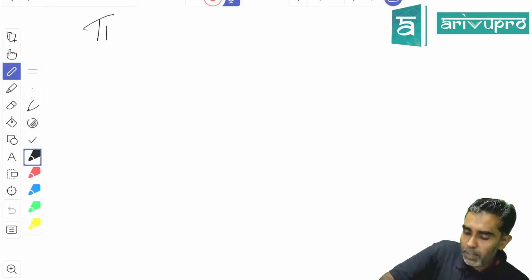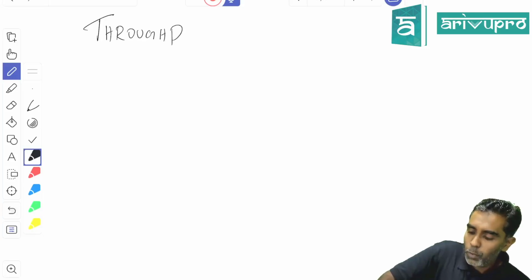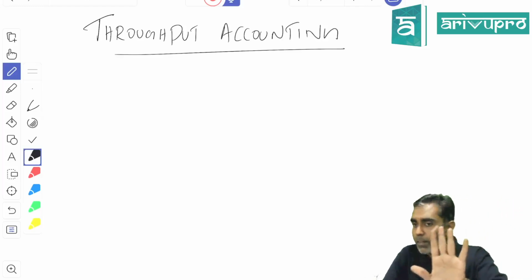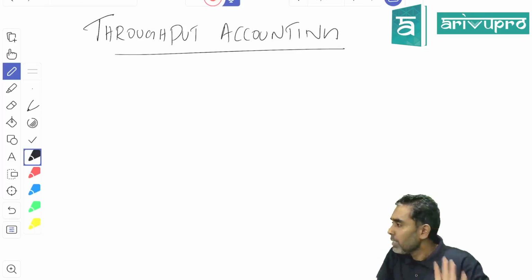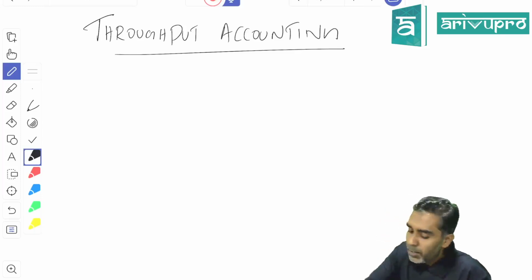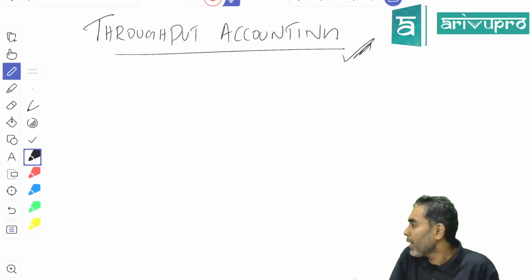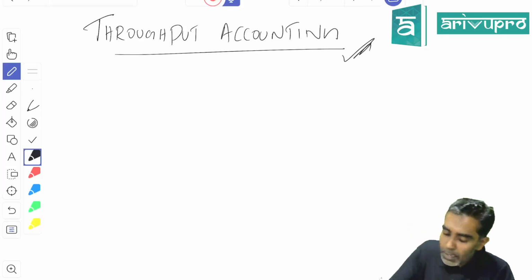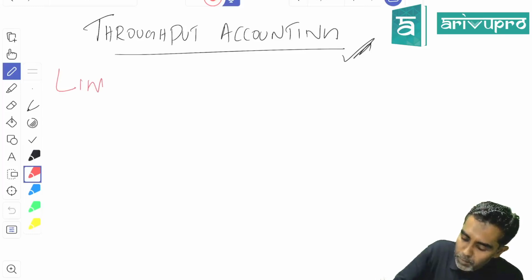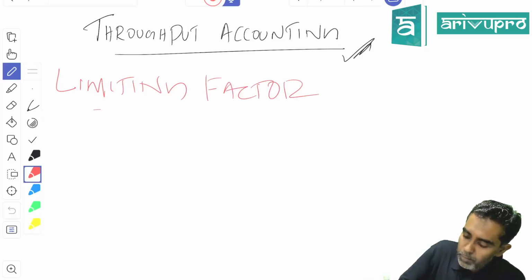So this is our topic. Throughput accounting. Don't take down this topic for the timing. This is our main chapter, throughput accounting. To do this throughput accounting, you should have the basic idea with regard to the limiting factor. That is also single limiting factor.